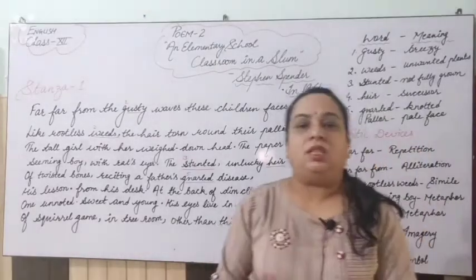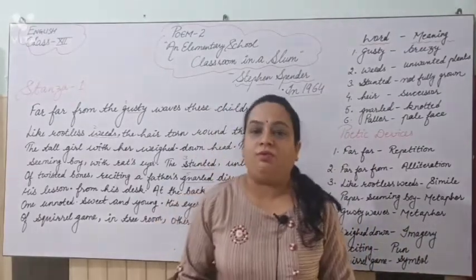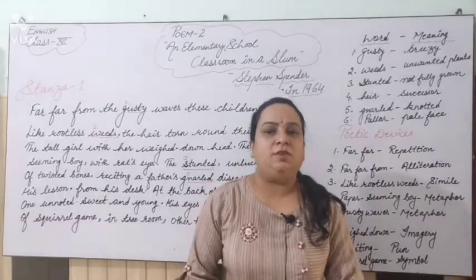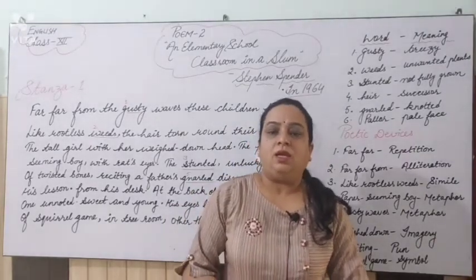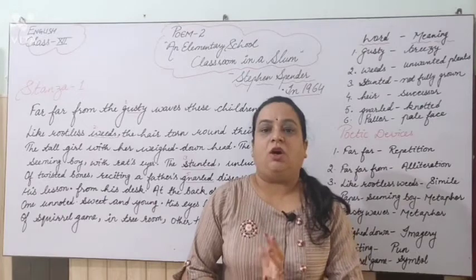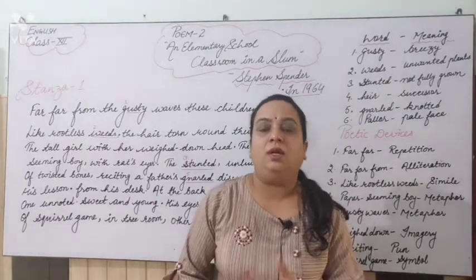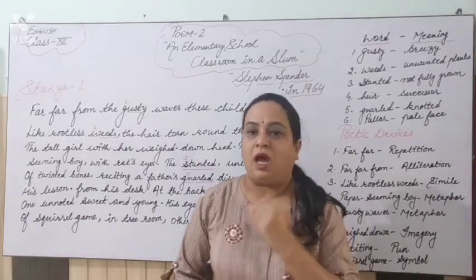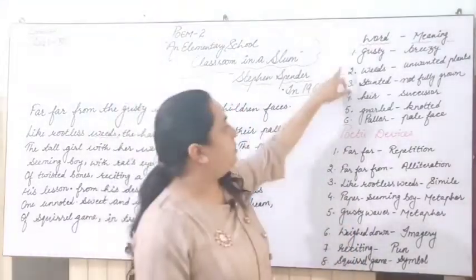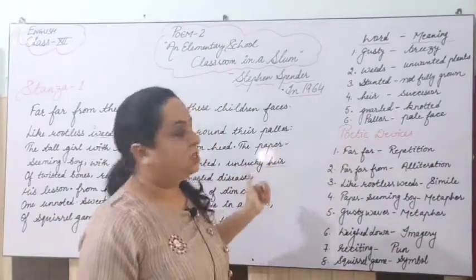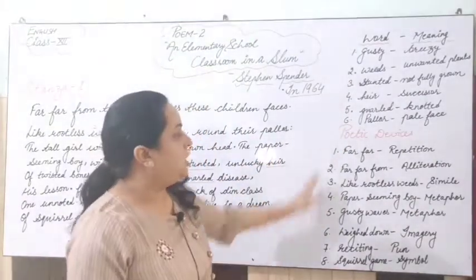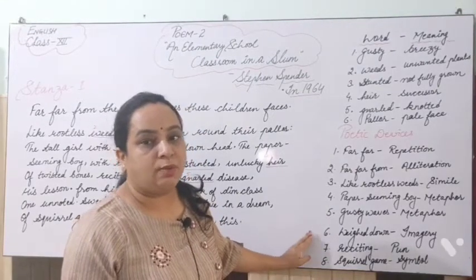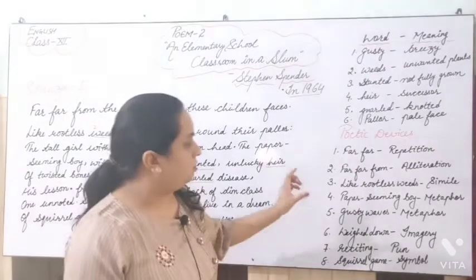So dear kids, this was stanza number 1 of the poem. Here, Stephen Spender is describing the students who are studying in the slum school, right? So let's see what he is saying. I have written here the word meanings of whatever is in this stanza number 1, and I have also written the poetic devices which are being used in this stanza.